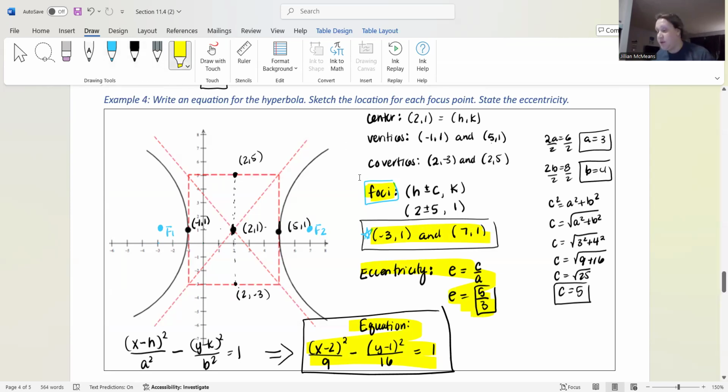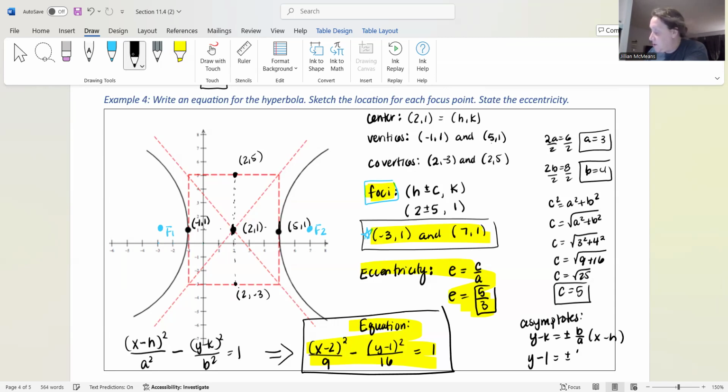If you wanted the equation of the asymptotes, you could get those. I don't know that we necessarily need that, but if you want to go ahead and think about the asymptotes, remember the asymptotes are at y minus k equals plus or minus b over a times x minus h. So we could say the asymptotes are y minus 1 equals plus or minus 4 over 3 times x minus 2. And I would honestly just leave it like that. You could solve for y, but I don't think it's totally necessary. I would leave it like that. Okay, so we've done a ton. Let's move on to the next example.